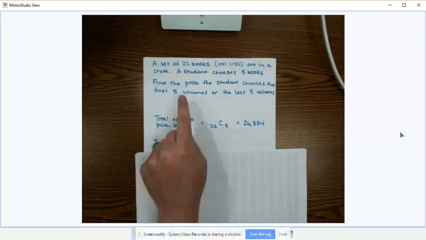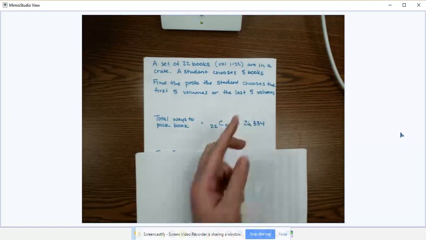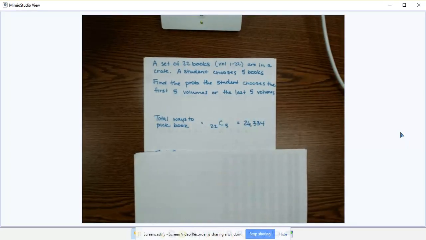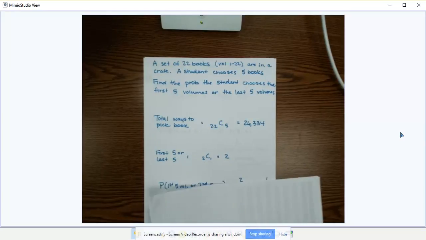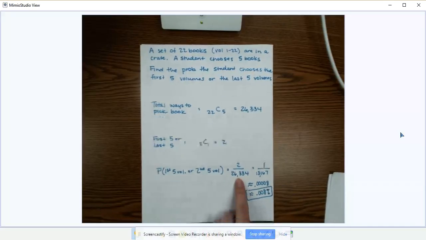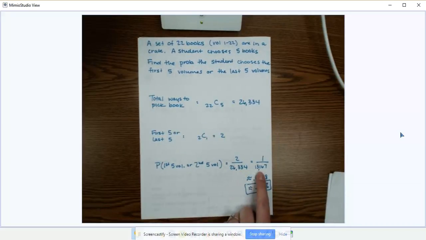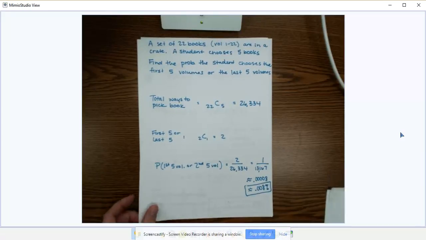Now, whether we pick the first 5 volumes or the last 5 volumes, that's just 2 options. So we have 2 and we want one of those options. So 2 choose 1 is 2. Our probability then is 2 over 26,334. Simplifies to 1 over 13,167. That's about 0.008%. So a very, very slim chance of that occurring.